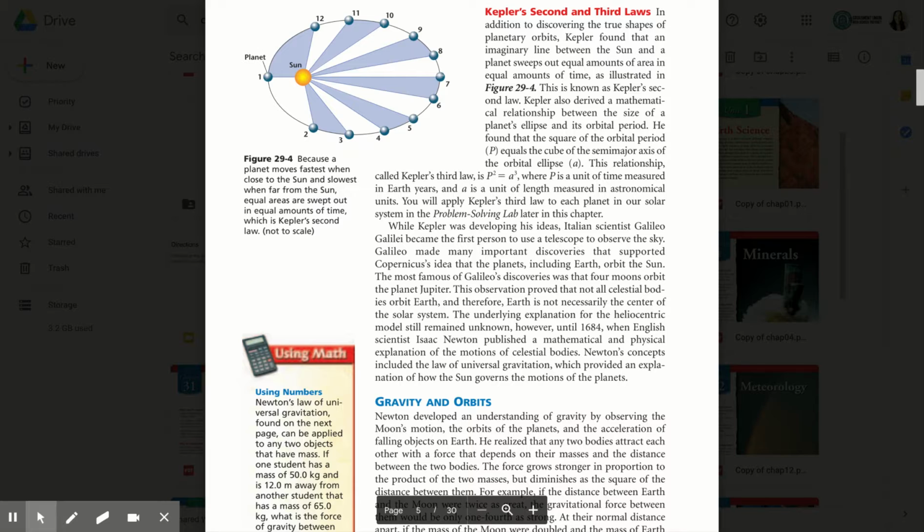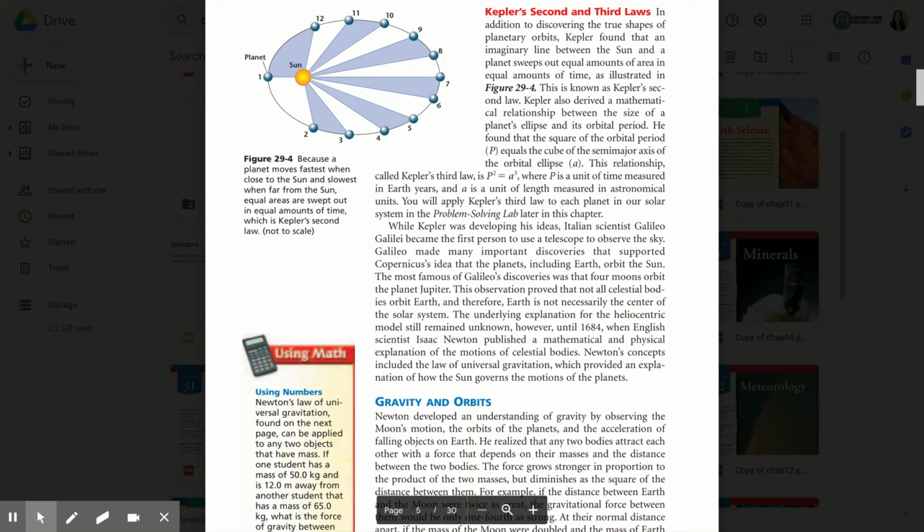Kepler also derived a mathematical relationship between the size of a planet's ellipse and its orbital period. He found that the square of the orbital period, p, equals the cube of the semi-major axis of the orbital ellipse. This relationship, called Kepler's third law, is p squared equals a cubed, where p is a unit of time measurement in Earth years and a is the unit of length measured in astronomical units. You will apply Kepler's third law to each planet in our solar system in the problem-solving lab later in this chapter.